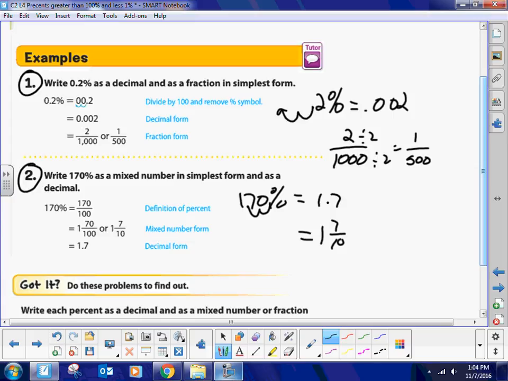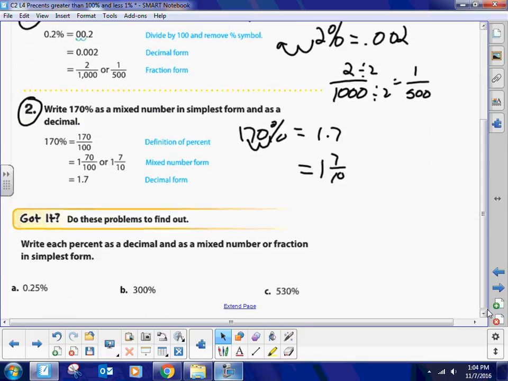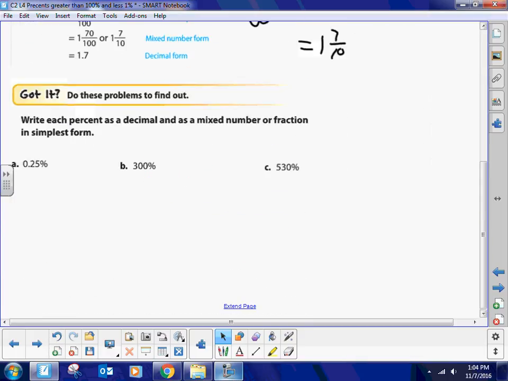All right. Here's this. I'm going to go ahead and do these real quick for you. You should do these maybe on a separate piece of paper. See if you can do it real quick. Okay, I'm going to write it as a decimal and then a mixed number or fraction. All right, so this is 0.25%. All right, you move it 2 decimals to the left, and you get 0.0025.